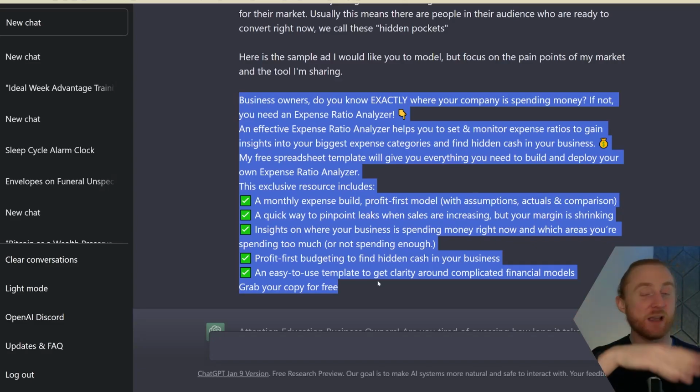And so, I'm not going to read this ad, but it's: business owners, do you know this number? If not, you need this tool. It will help you do A, B, and C. The tool includes X, Y, and Z.